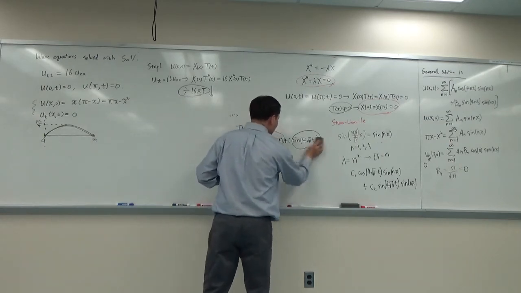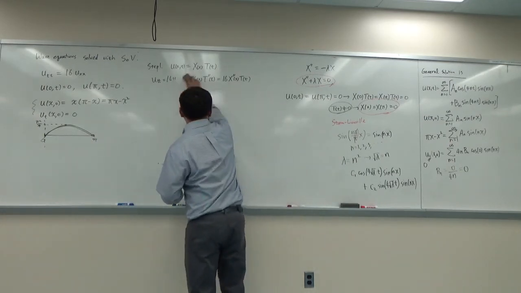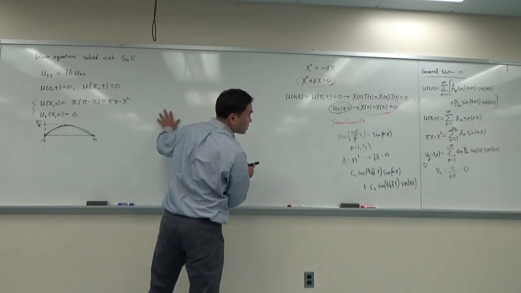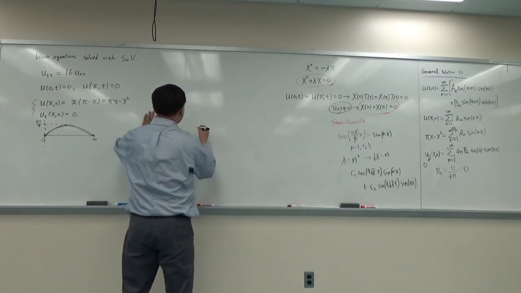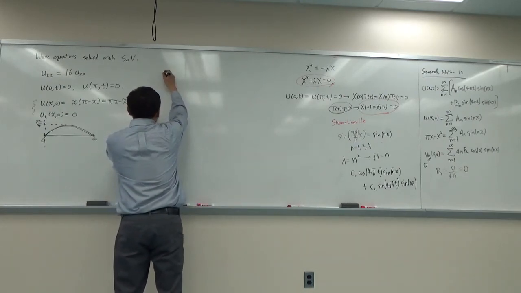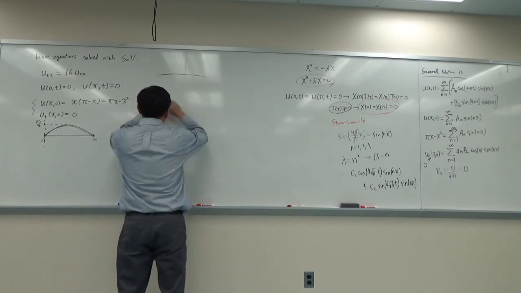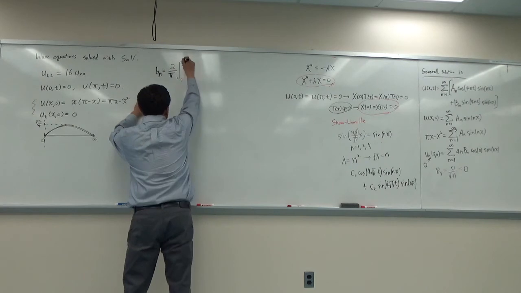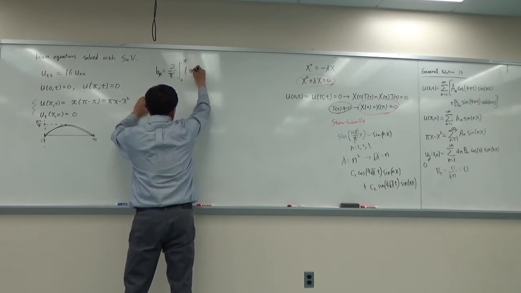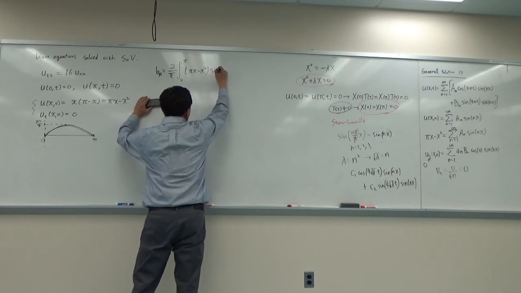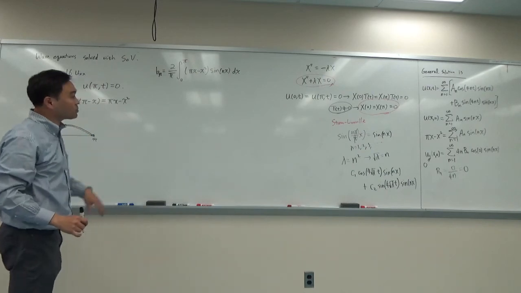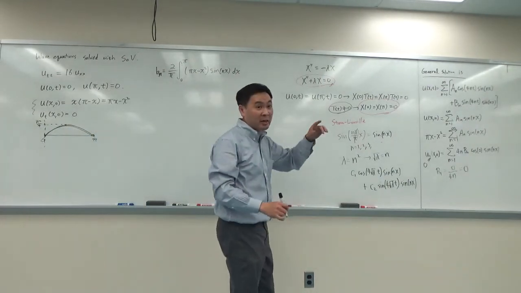We just have a little bit more to go. So we have, let's see. I should start with bn. So bn equals 2 over pi, integral from 0 to pi, of pi x minus x squared times sine nx dx. So that's going to be our bn, which is the same as capital AN.